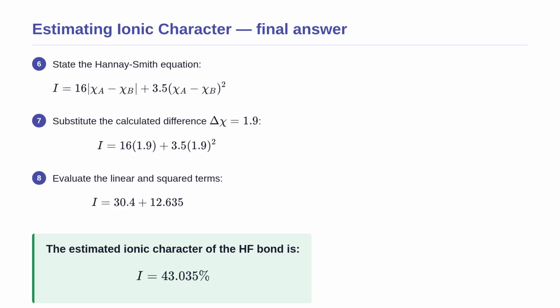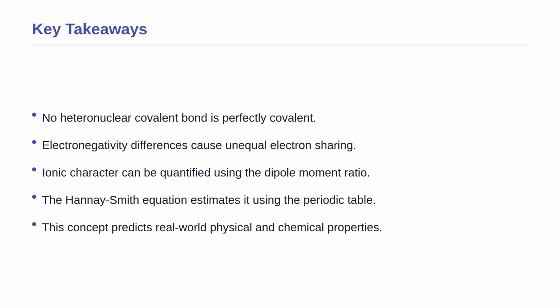Adding these two parts together gives us a final estimated ionic character of approximately 43%. This physically means that the hydrogen fluoride bond is nearly halfway to being a completely ionic bond. This high ionic character perfectly explains why hydrofluoric acid has such unique and dangerous chemical properties. We have covered a lot of ground today, so let us summarize the key takeaways.